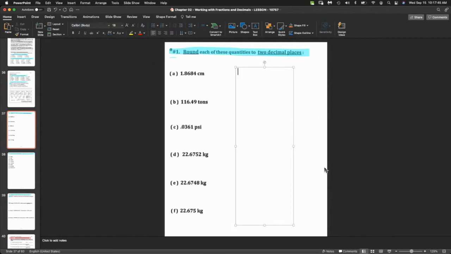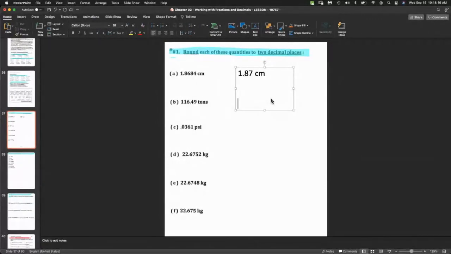So round each of these two quantities to 2 decimal places. We're just gonna keep on going here. Yeah, that's 1.87 centimeters. What you're doing here is rounding to the second decimal place, but the only issue is this 6 here: do you make it a 6 or a 7? The number after it, if it's 5 or greater, you're going to round it up to a 7. So that's correct. What about the next question?